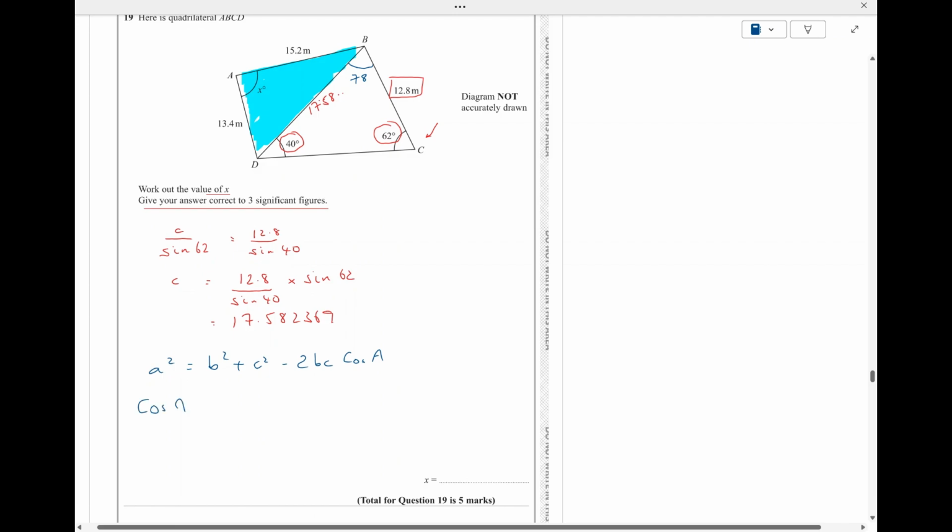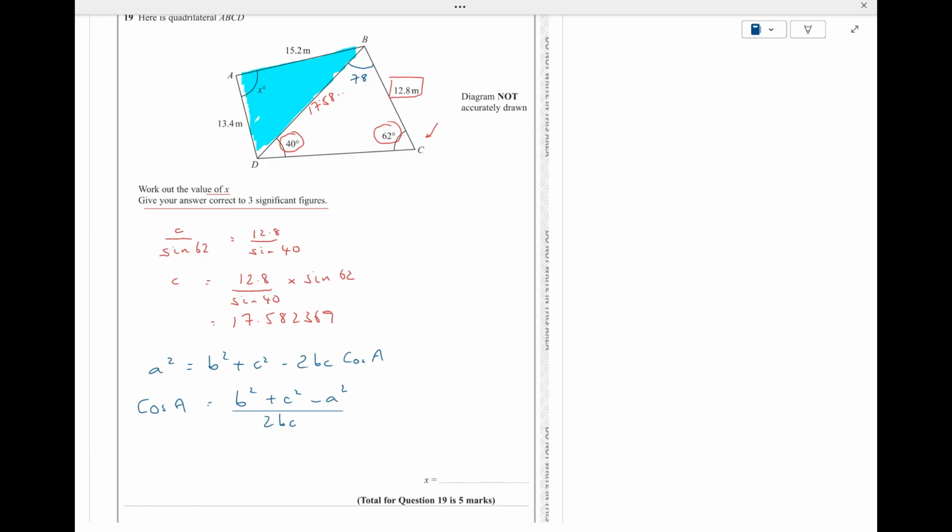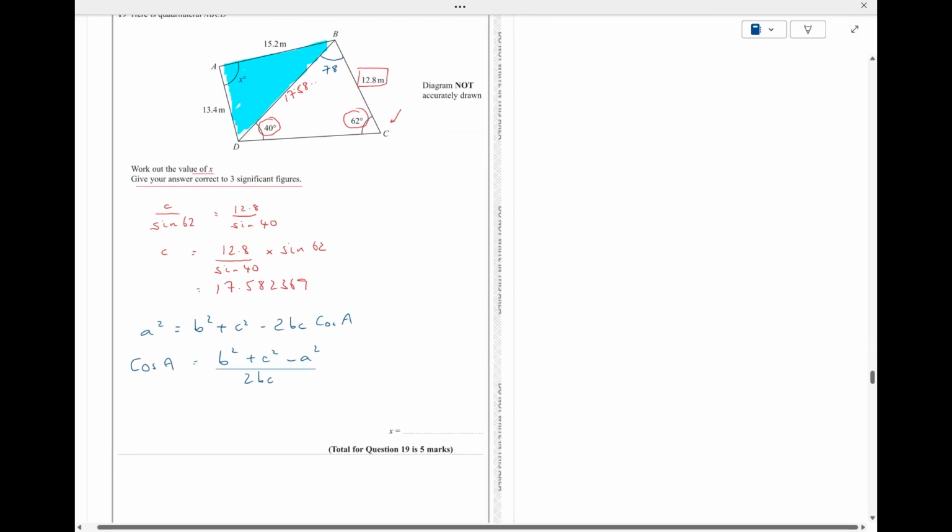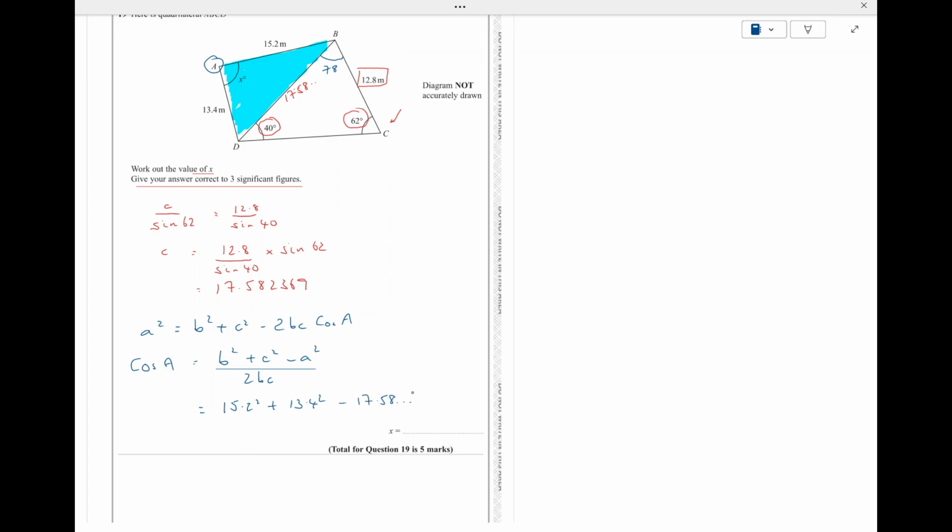And so using the cosine rule to find an angle, I do cos A is b squared plus c squared minus a squared over 2bc. And I would learn it that way around if I were you. Now in this case, the triangle's all labelled up quite nicely because it is A that I'm finding. So cos A is going to be 15.2 squared plus 13.4 squared minus 17.58 and so on squared, all over 2 times 15.2 times 13.4.